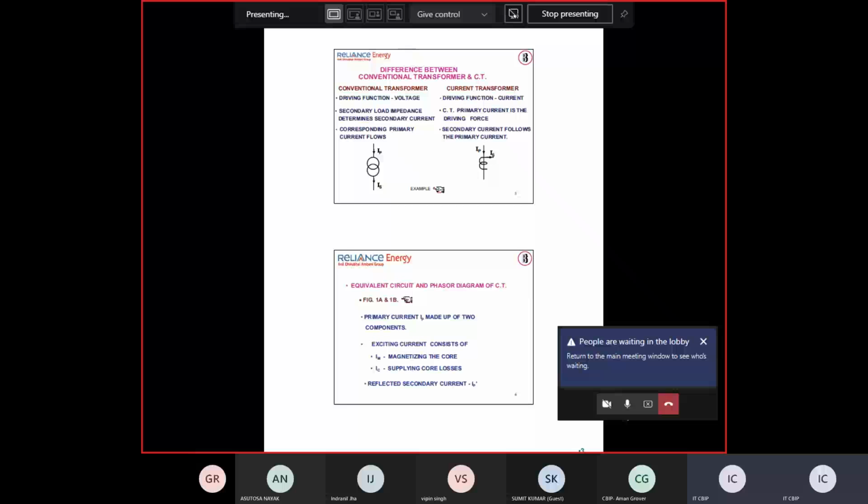These are the very basic 3 differences we have considered here. In one the driver is voltage, here the driver is current. Here the secondary load impedance determines the secondary current, and at the same time in a CT, the primary current is the driving force. Corresponding circuitry or flow diagram: how the power is flowing within a conventional or power transformer. So this is primary current and this is secondary current.